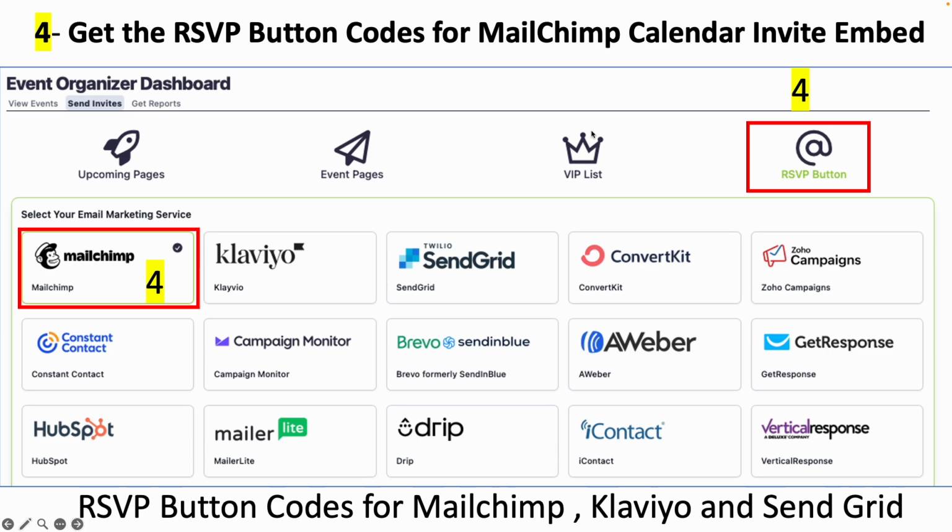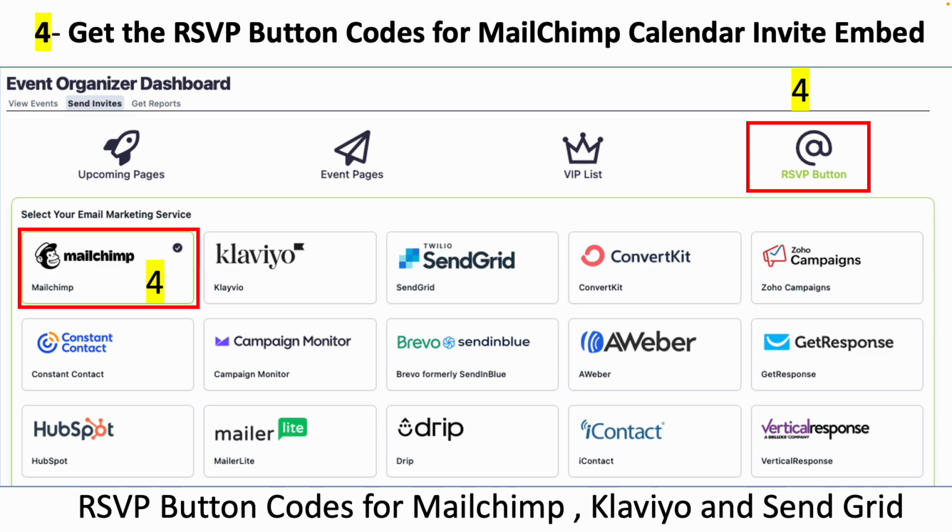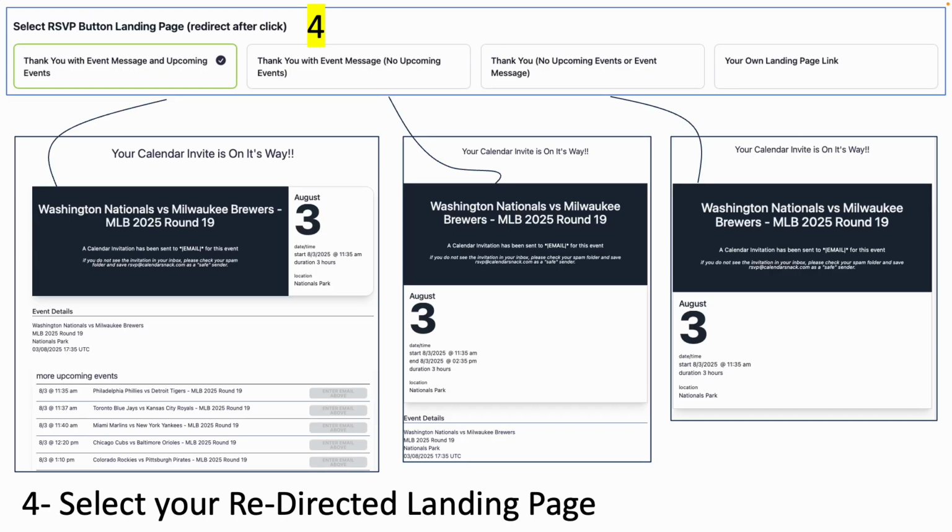So this button insert is a big deal. You go to the RSVP button, you go to MailChimp, and then once you go there, you can grab the code. Prior to grabbing the code, though, you're going to have to configure an RSVP landing page. This is called a redirect page in the business. I usually just default to this one.